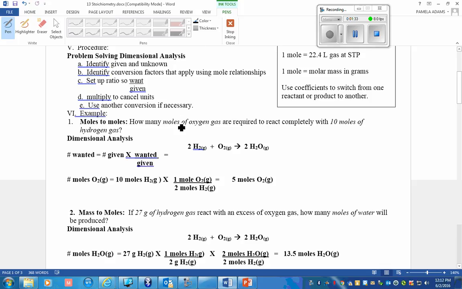The problem says how many moles of oxygen gas, that would be what we want, are required to react completely with 10 moles of hydrogen gas. That's our given, what we know. You write what you want to know, the number of moles of oxygen gas, and set it equal to what you do know, 10 moles of hydrogen gas. And then you multiply it by an equivalency, in this case, using the stoichiometric coefficients of the balanced equation.